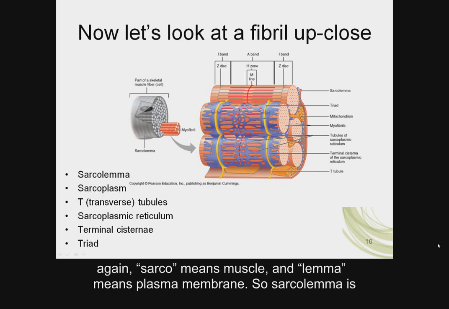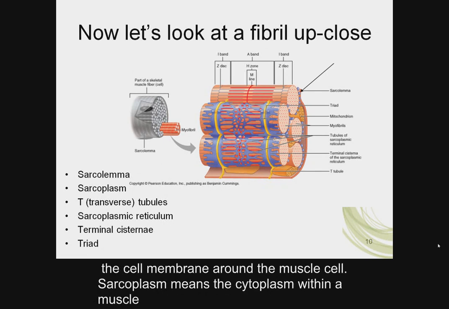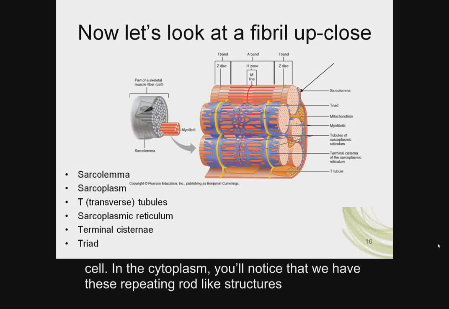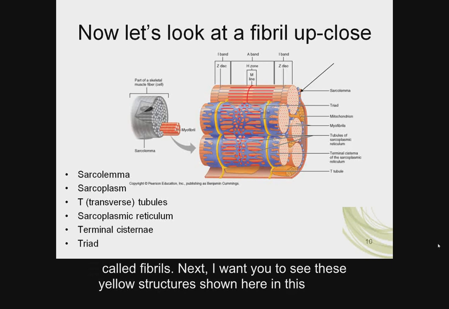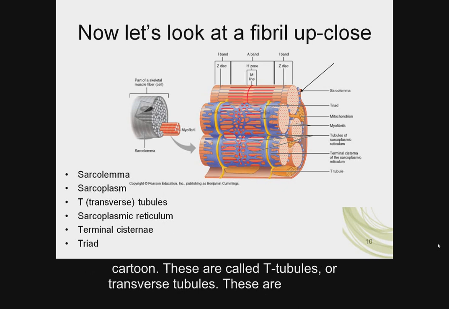Let's do this again. Sarco means muscle, and lemma means plasma membrane. So, sarcolemma is the cell membrane around the muscle cell. Sarcoplasm means the cytoplasm within a muscle cell. In the cytoplasm, you'll notice that we have these repeating rod-like structures called fibrils. Next, I want you to see these yellow structures shown here in this cartoon.